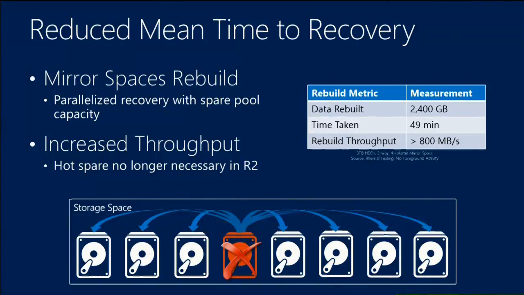This is what parallelized rebuild gives me. Because I spread the data around, I can also rebuild it in a parallelized manner. If I had a hot spare, that hot spare is then the bottleneck for my rebuild, because that disk is only going to give me maybe 150 to 200 megabytes a second of sequential writes, if even that. By having parallelized rebuild, using spare pool capacity, I'm able to recover from a failure and get my data back into a healthy state much quicker than I possibly can with many other solutions.